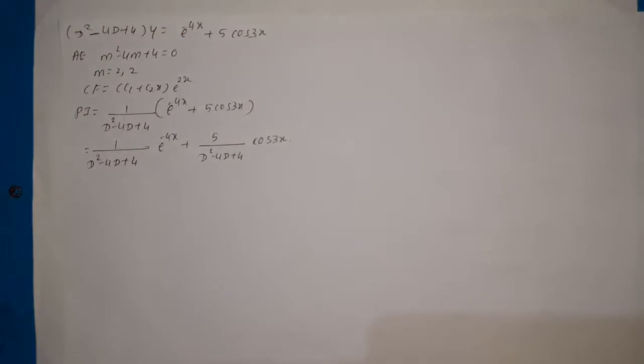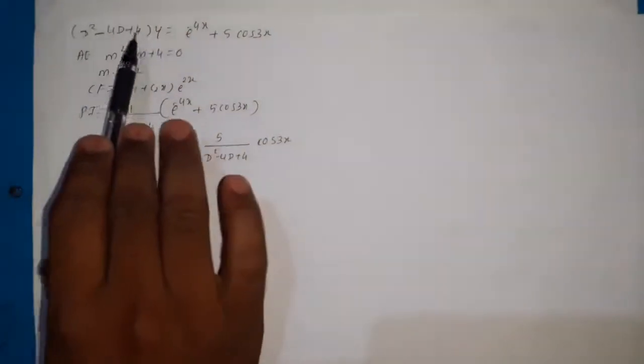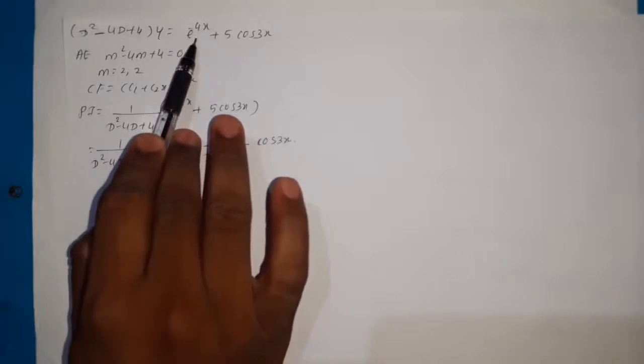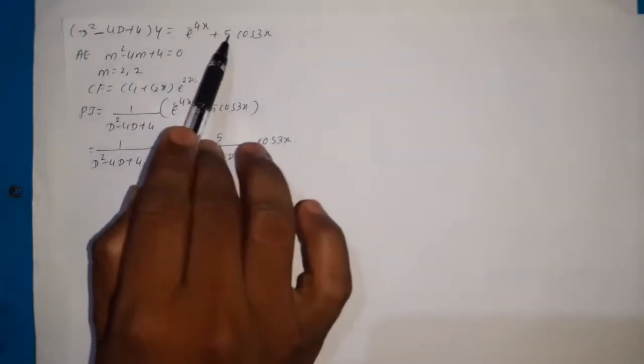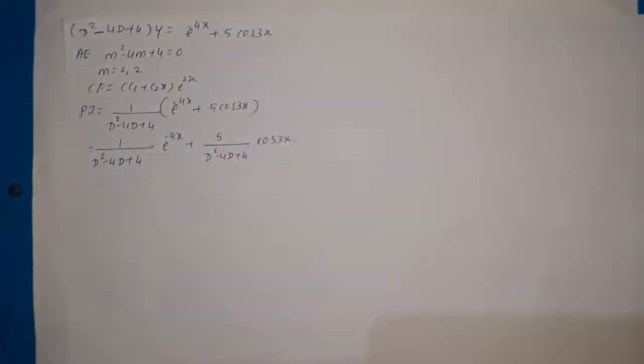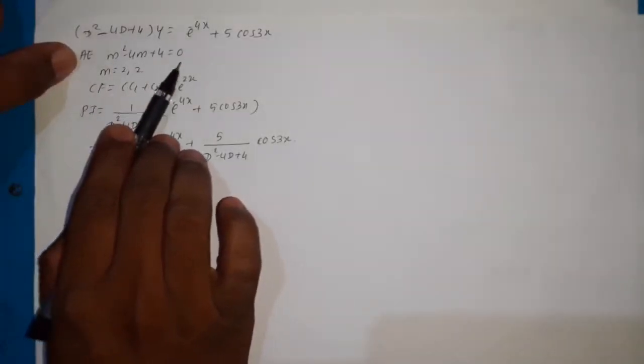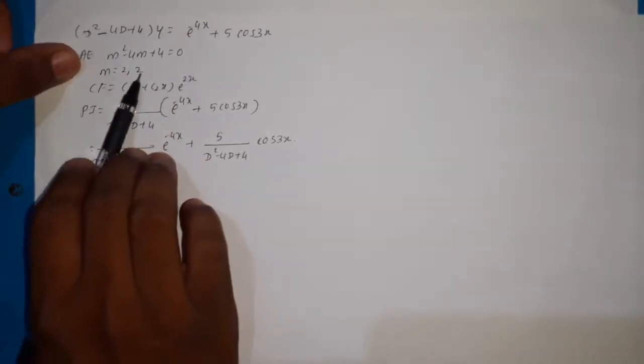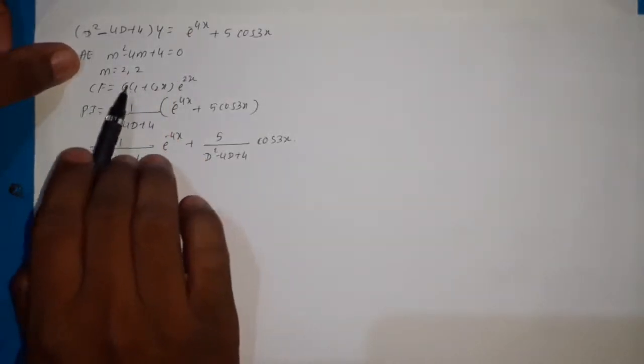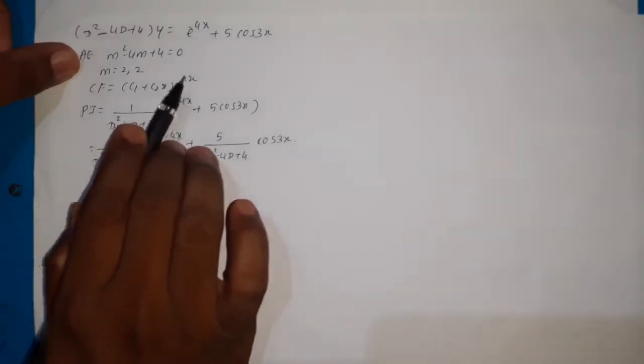The next example is (D square minus 4D plus 4) y is equal to e power minus 4x plus 5 cos 3x. So it is also similar to the previous case, because here also RHS is a sum of two functions, one is e power minus 4x and one is 5 cos 3x. So here the auxiliary equation is m square minus 4m plus 4 equal to 0, roots are 2 comma 2, so therefore the complementary function is (c1 plus c2 x) e power 2x.